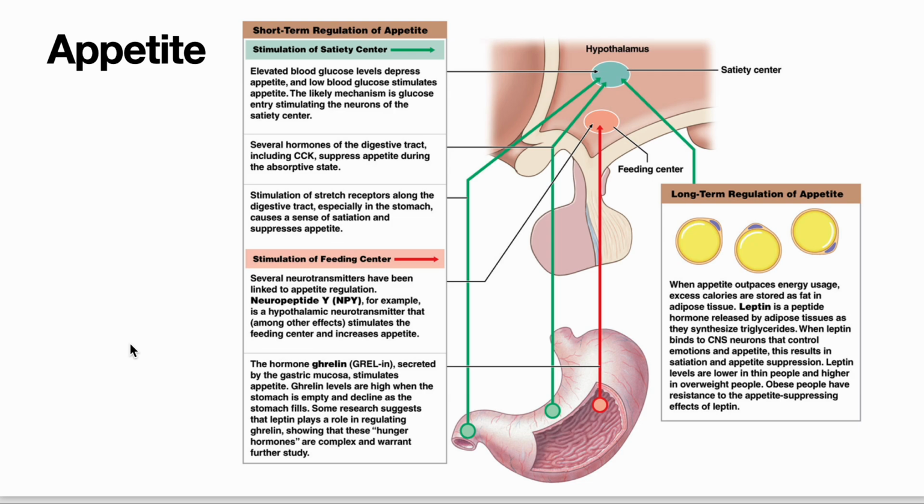And so we see that thin people have less leptin than larger people, which makes sense since adipose tissue is what produces the leptin. But there's a catch to leptin. So when you have too much leptin, like you're actually obese, not just a little bit of extra fat, but medically obese, you develop a resistance to leptin.